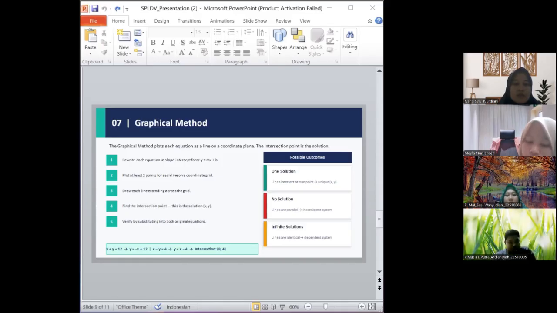Okay, the practice problem is: Sylvie is 3 years older than Putra. The sum of their ages is 25 years. Find both of their ages using any method you choose. Please work on this now. I will give you 5 minutes. Do you understand, guys? I think you understand. Okay, so I give you 5 minutes.